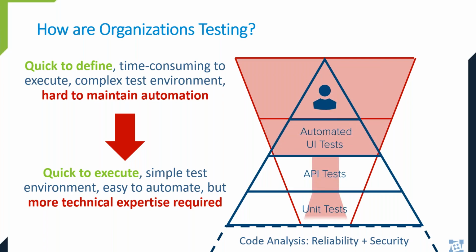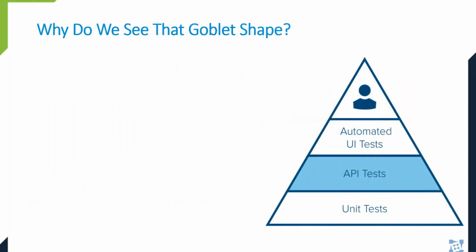But what's interesting is as we drill in a little bit further, we see that how organizations are really testing ends up creating this goblet shape where we're almost exclusively focused on manual and UI testing. We skip right past the API testing. We see folks are doing some work here in unit testing, but really that API testing, there's opportunity here. So why do we see that?